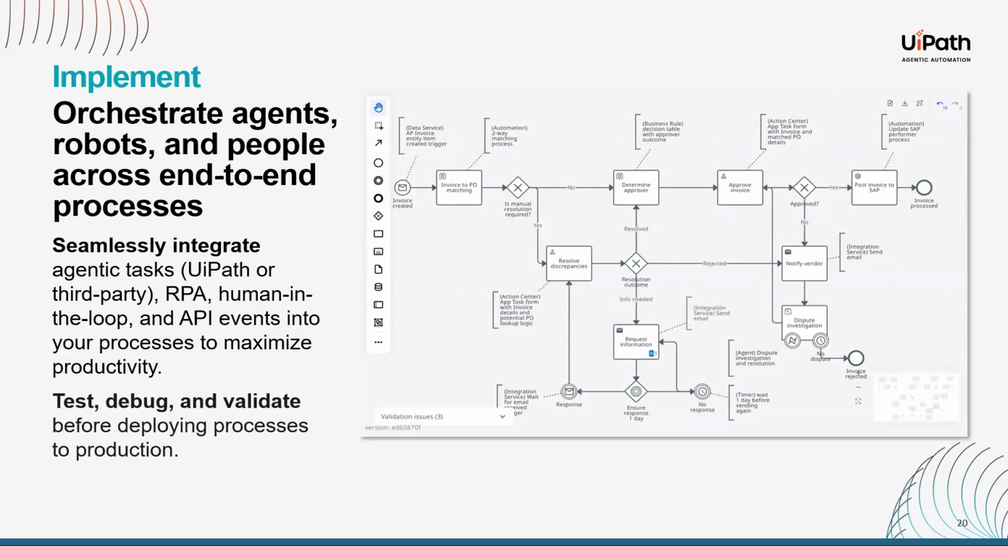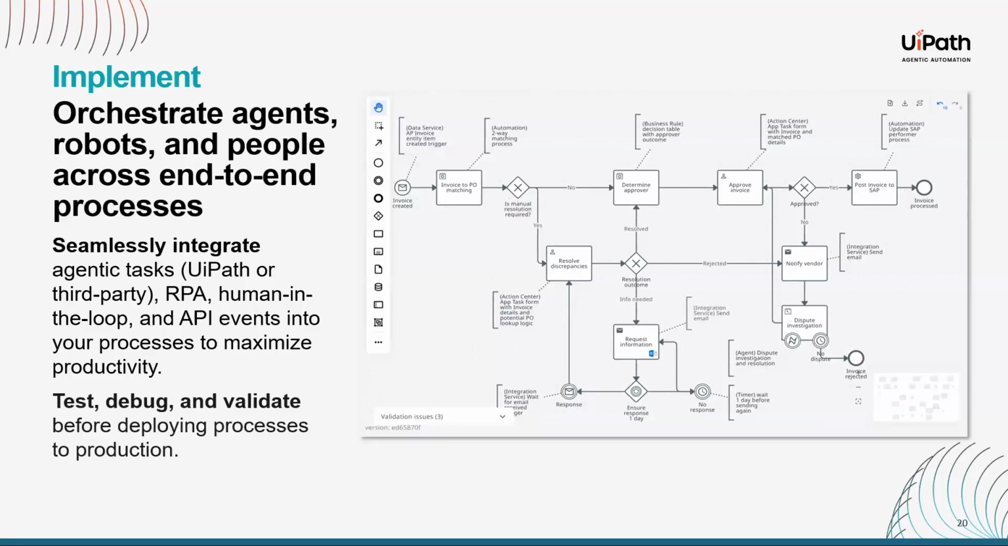Yep. So now, after you have given your business rules and everything, we would now orchestrate these agents, robots, as well as the human in the loop that is involved end to end. So you could seamlessly integrate your tasks. Like, as you can see in the picture, this is an invoice processing workflow, an agentic orchestration workflow rather, where it would first start with the invoice to PO matching, which can be a normal RPA flow with a two-way matching process and things like that. And then it would move to the next steps, where you can also see there is an action center app task, which is your human in the loop.